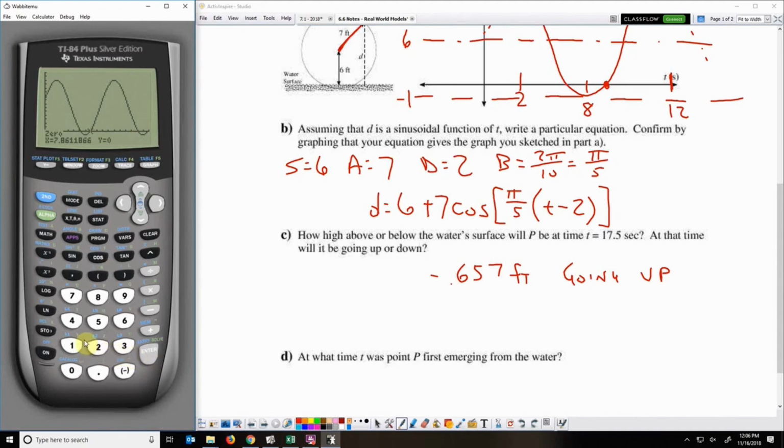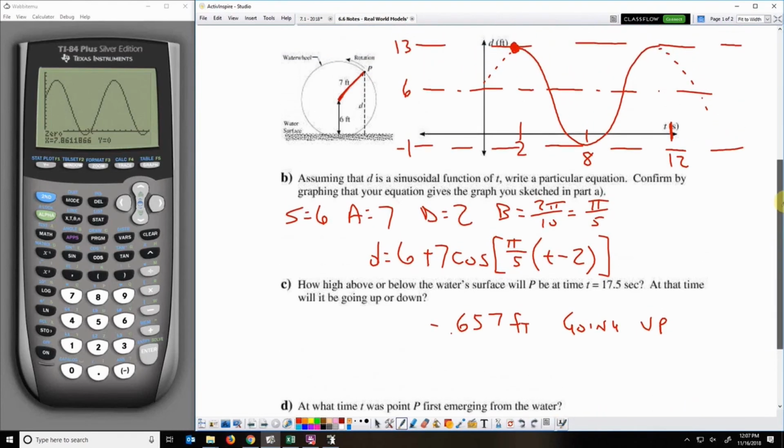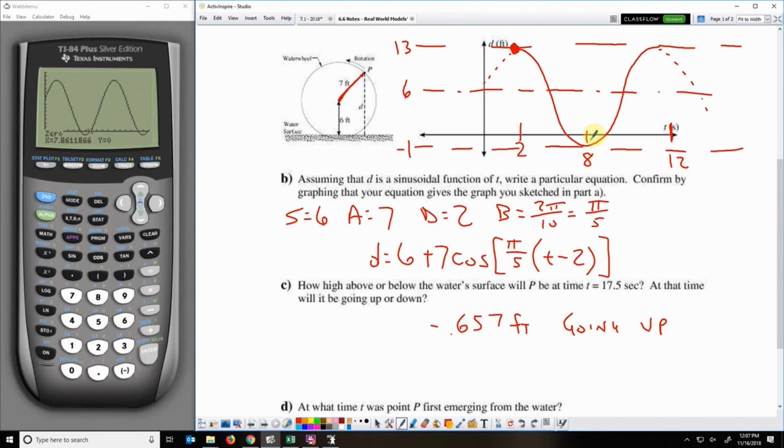And we're at 7.86 seconds. So we're first emerging from the water at 7.86 seconds, which actually highlights a mistake that I made up here. I said here at this minimum we were at 8, but we're not at 8. Halfway between 2 and 12, it is not 8, it's 7. So we were actually at our minimum at 7 and emerging from the water at 7.86 seconds.